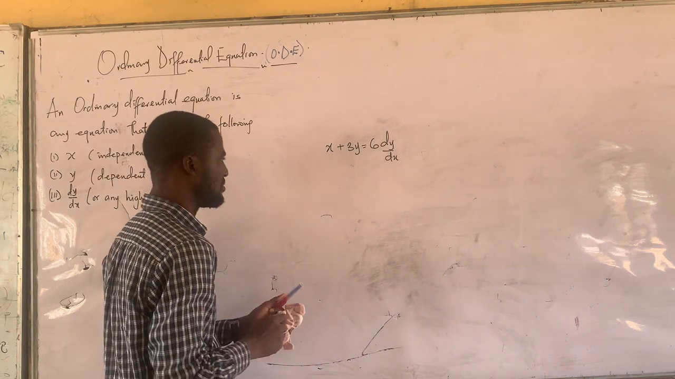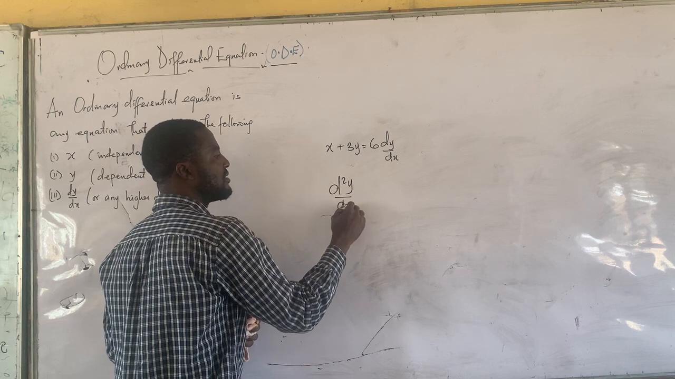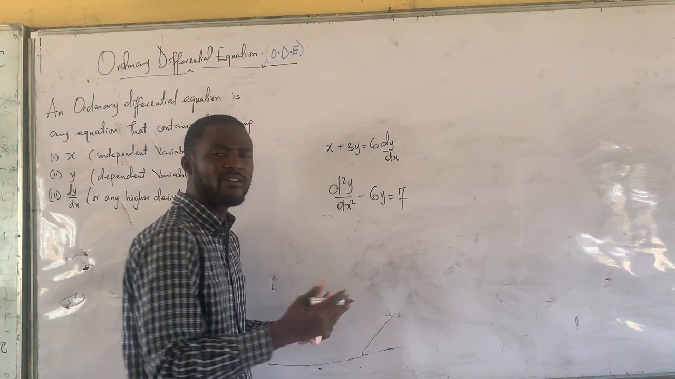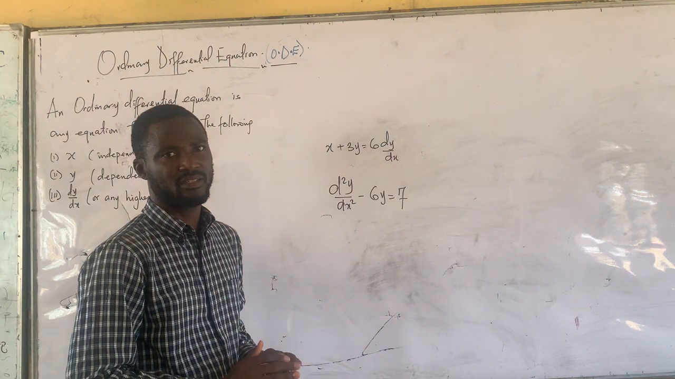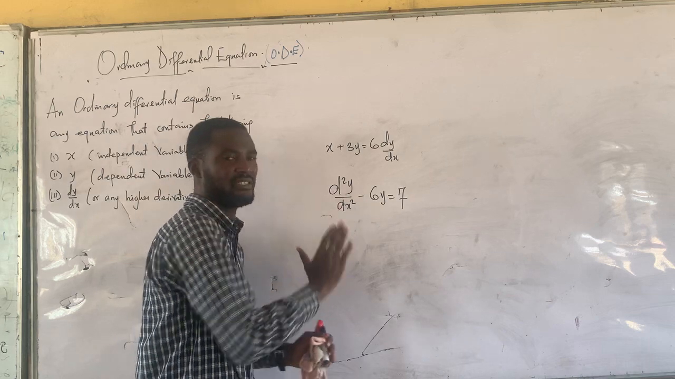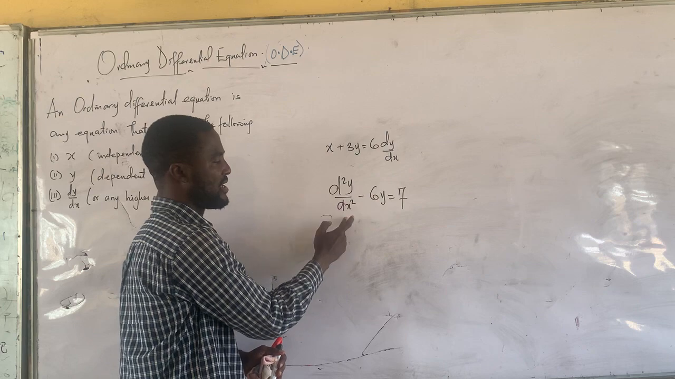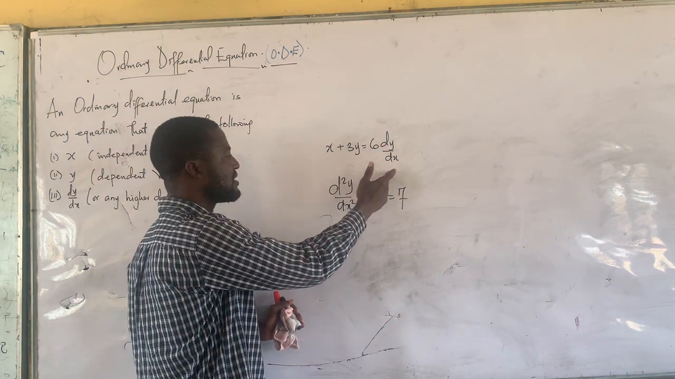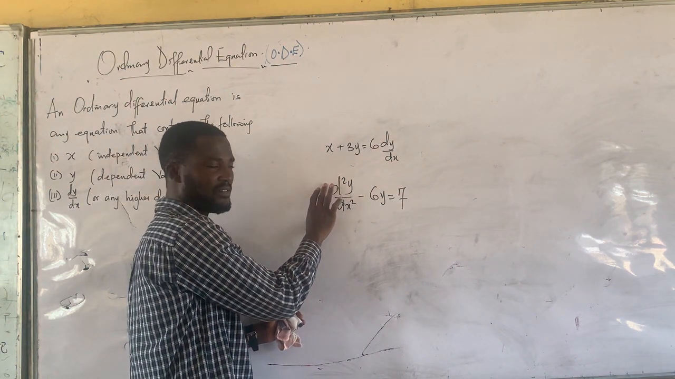Let me give you another example. If you have d²y/dx² minus 6y equals 7, you might even ask, is this an ODE? Yes, it's an ODE. The most important thing every ODE must have is the derivative. If you look at it, we have the derivative d²y/dx², a second derivative. That means dy/dx is the first derivative, and d²y/dx² is the second. So this one contains the second derivative.